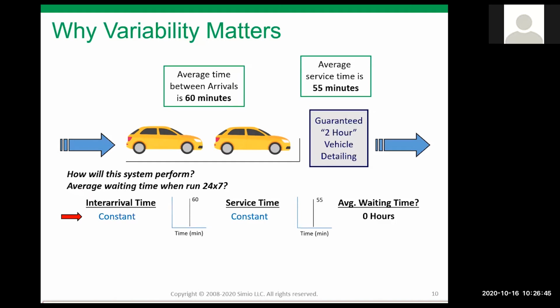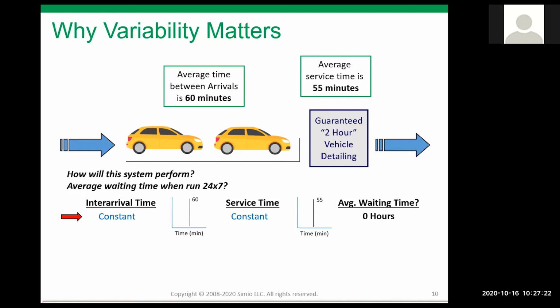Okay. What would happen if I made that interarrival time variable? Exponential is a common interarrival time. So what if I made that interarrival time exponential with a mean of 60 minutes? What would that do to my waiting time? I'll ask everybody to, at least in your mind, take a guess. How many minutes or hours do you think the average waiting time would be?